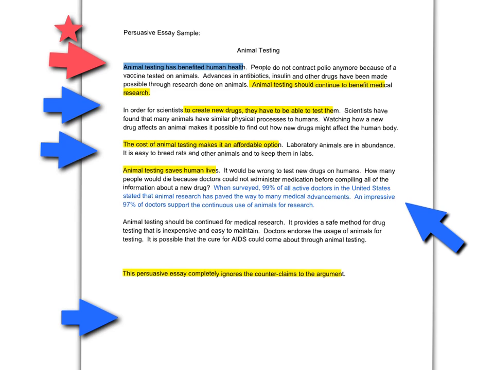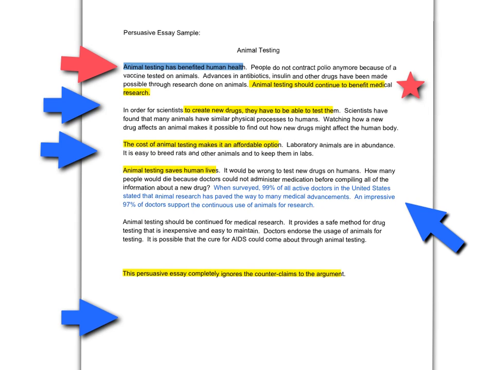All right, for an example, let's look at a persuasive essay sample first. You can see right here that they start with their topic sentence, animal testing has benefited human health. They go through and give you some more information, and then right over here it tells you animal testing should continue to benefit medical research. So you know what their thesis is and you know where they're coming from, so that's a good intro to a persuasive essay.